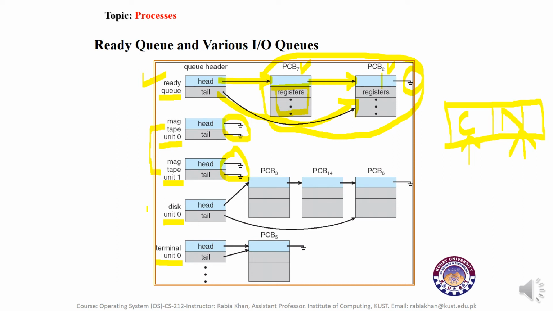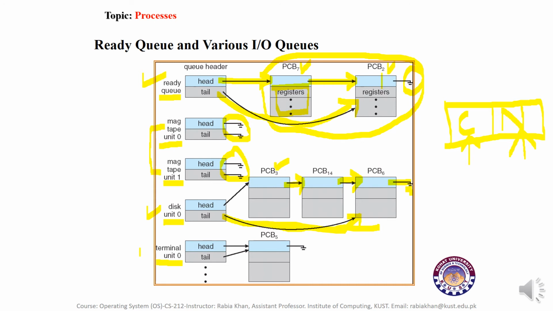Now the disk, your storage unit, again has three processes. Here as you can see, the head is pointing to process 3 and the next of process 3 is connected to process 14 along with their PCBs, while the next of process 14 is pointing to process 6 along with its PCB, while the next of process 6 is empty. That means this is the last process in the disk queue, while the tail is pointing to the last process.